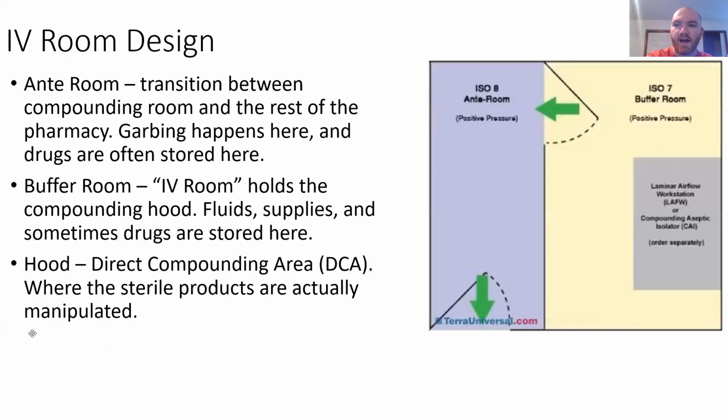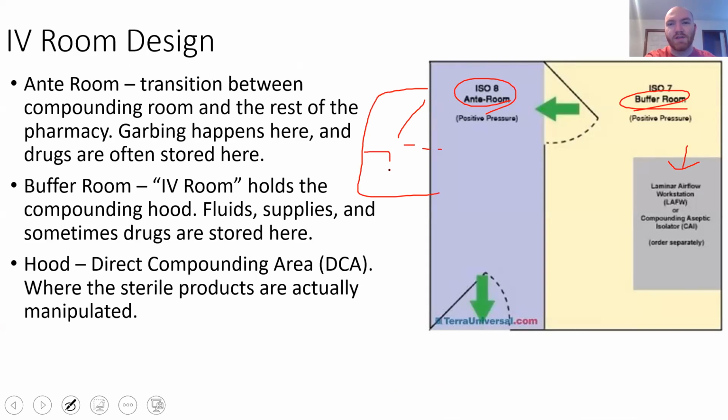General IV room design. You're going to have your ante room that separates you from the main pharmacy. You're going to have your buffer room, which holds your hood. It separates the hood from the ante room. And then if you have a negative room for hazardous compounding, usually it'll be off to the side. This is not to scale, of course. It'll be off to this side or the top or wherever else, somewhere different.